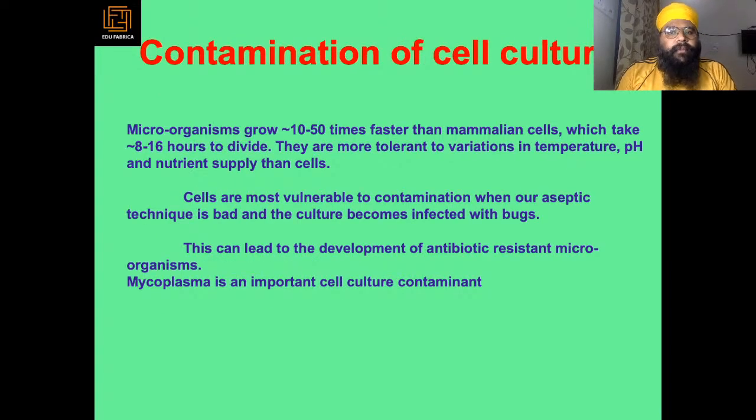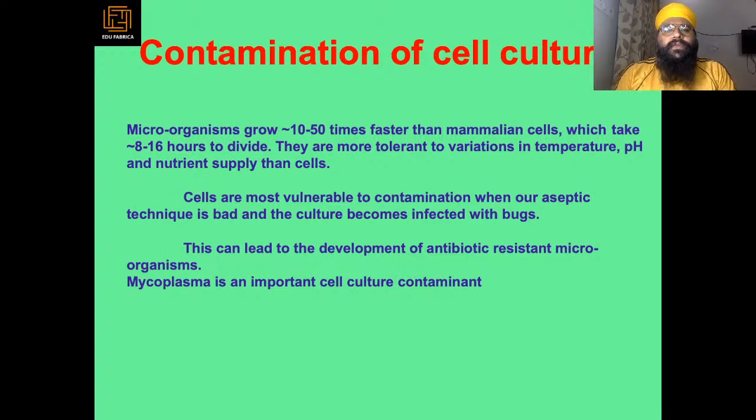Contamination of cell culture, which I keep talking about. Microorganisms can grow 10 to 50 times faster than mammalian cells, taking around 8 to 16 hours to divide, and they are more tolerant of variations in temperature, pH, and nutrient supply. They are the bad guys of the whole animal cell culture. They make your life vulnerable, because even when you work with so much care, things still go bad and your cell culture gets infected.